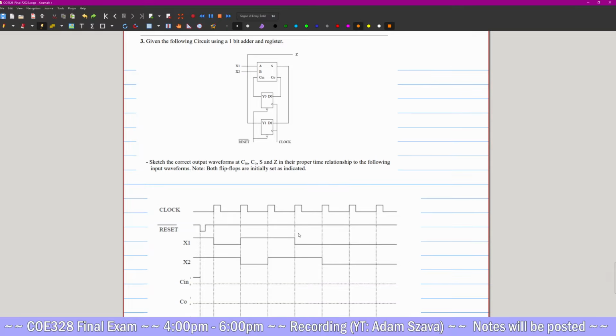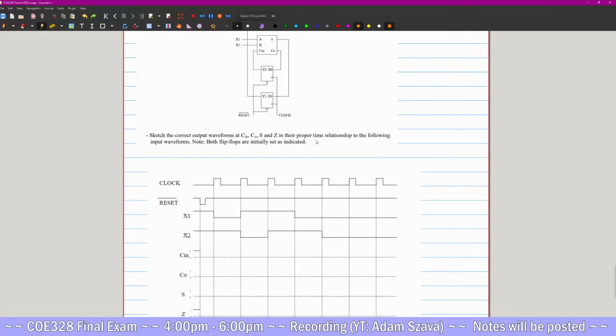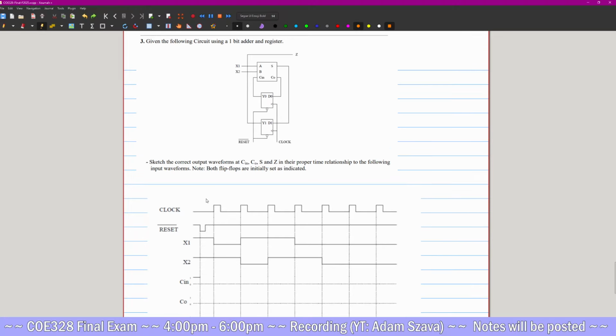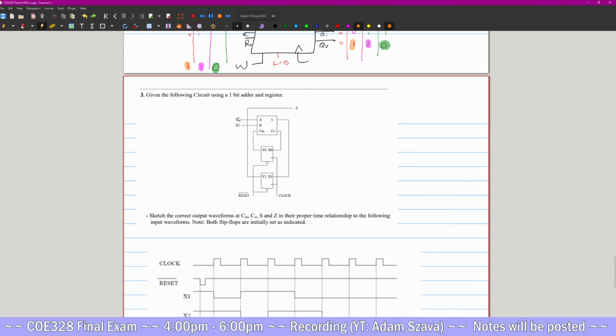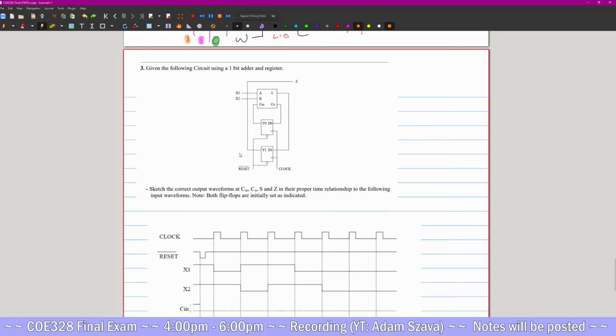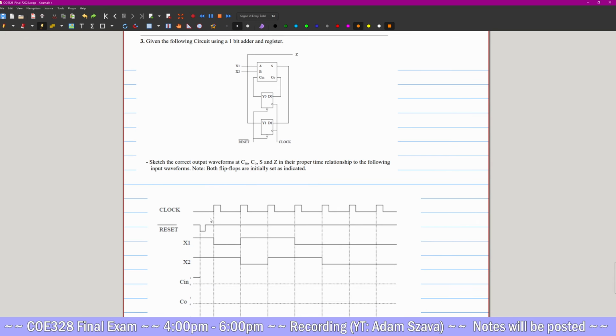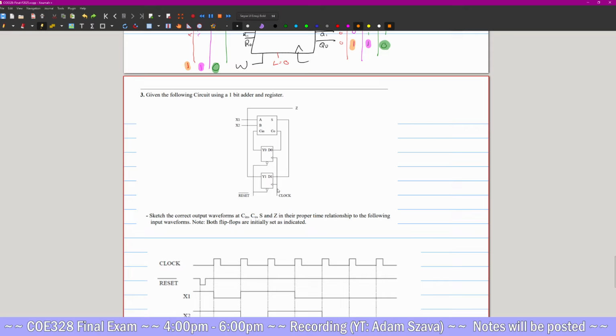And yeah, okay, so in their proper time relationship in the following input waveforms. So of course you have to be told certain things. What do you have to be told here realistically? You have to be told the values of x1, x2, okay. The value of reset, given that. The value of clock, okay. And that's it. Because everything else is internal signals, and Z is an output signal.